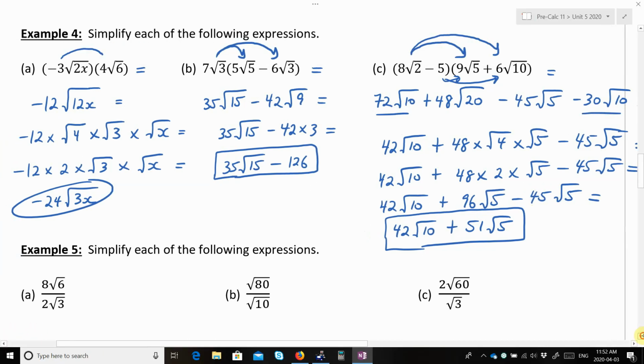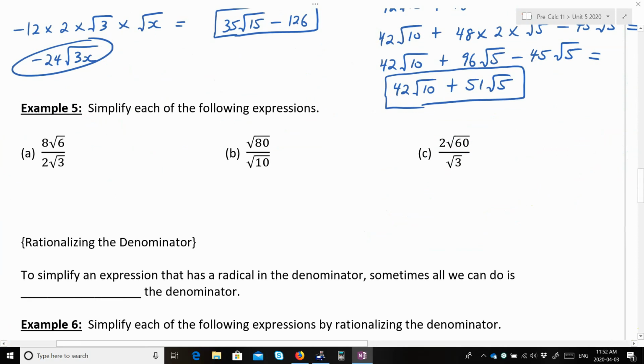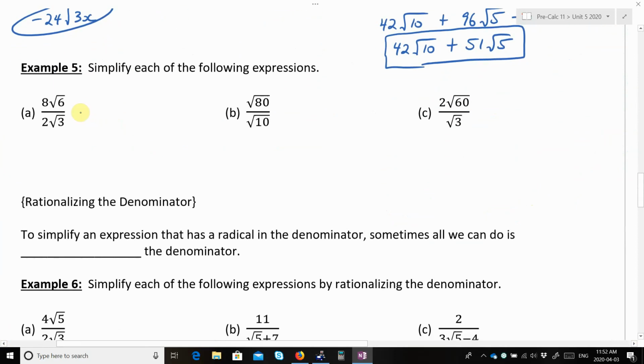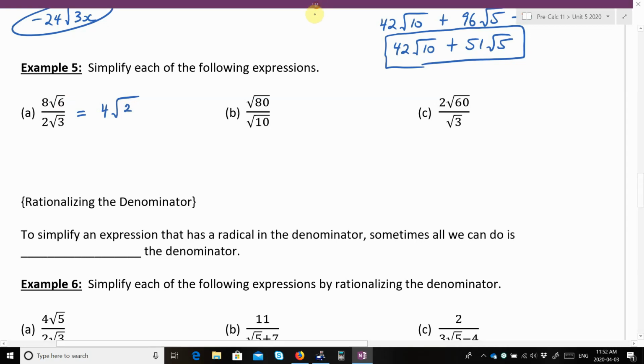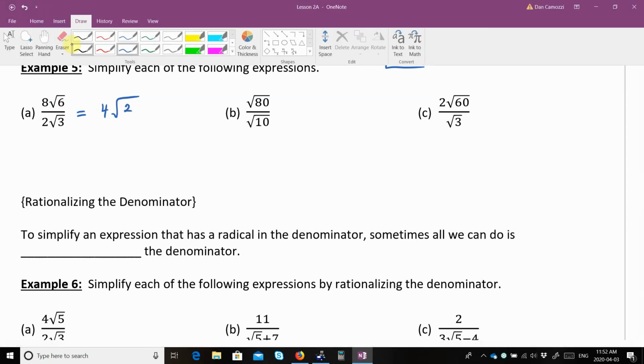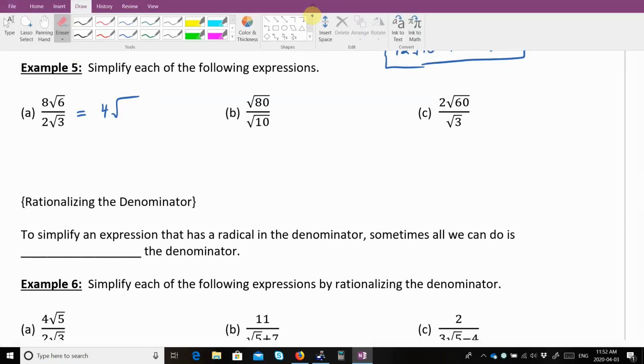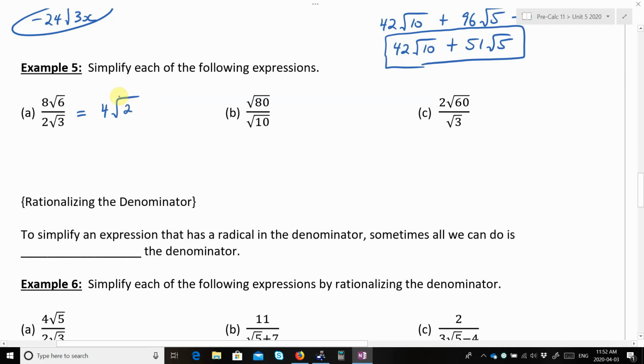All right, now we can do some division. Example 5, simplify each of the following expressions. And again, you can do outside numbers with outside numbers, inside roots with inside roots. And I just go like this. 8 divided by 2 is 4. The square root of 6 divided by the square root of 3 is the square root of 6 divided by 3, which would just be 2. And root 2 cannot be broken down anymore. So our final answer is 4 root 2.